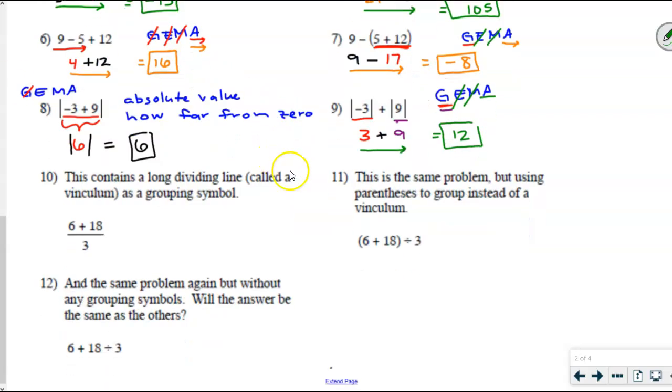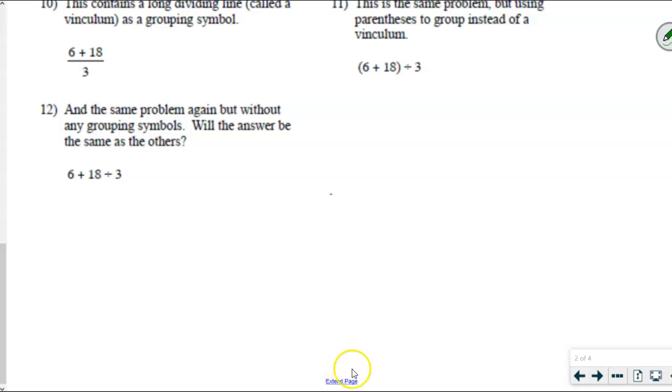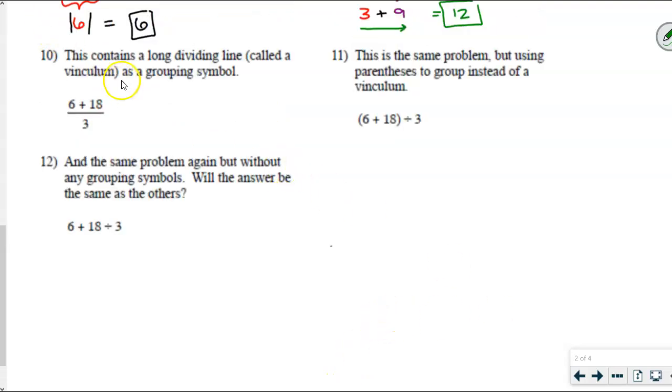All right. Here's the last thing that we're probably going to be able to go over. This right here contains a long dividing line. Do you guys see that long dividing line? We've seen fractions like 6 divided by 2, right? So we know that that line is a dividing line. It's just really long. Fun fact, that long dividing line is called a vinculum. And guess what? It's acting as a grouping symbol.